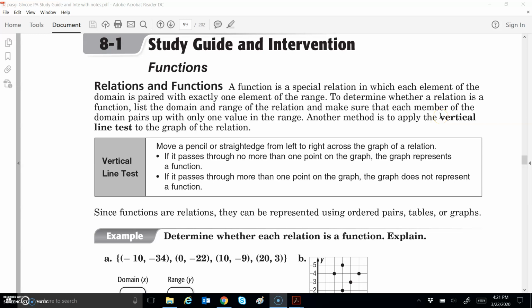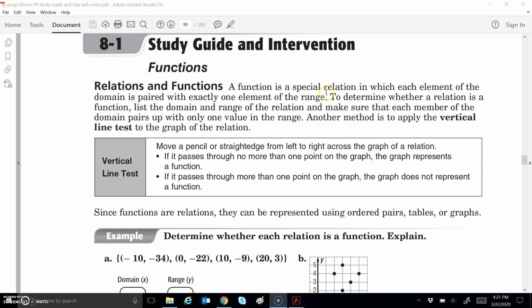Alright, relations and functions. A function is a special relation in which each element of the domain is paired with exactly one element of the range. To determine whether a relation is a function, list the domain and range of the relation and make sure that each member of the domain pairs up with only one value of the range.